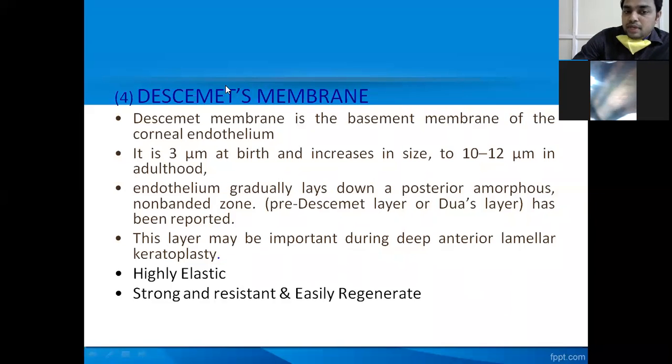So Descemet's membrane is highly elastic in nature. This is the strongest layer in the corneal tissues, and it has a property of regeneration. So both the epithelium and Descemet's membrane can regenerate, whereas the Bowman's membrane will not regenerate and results in scar formation. So the highly resistant layer in the cornea is Descemet's membrane, and it also has a property of elasticity.